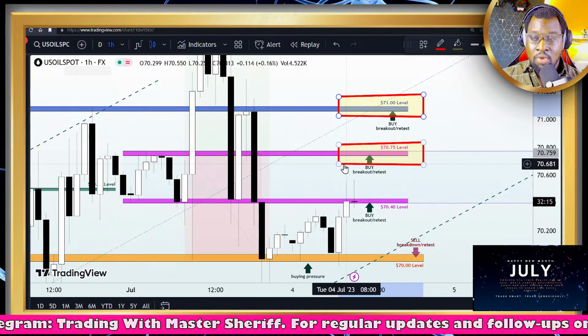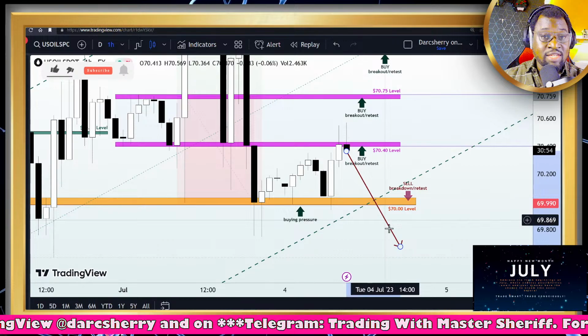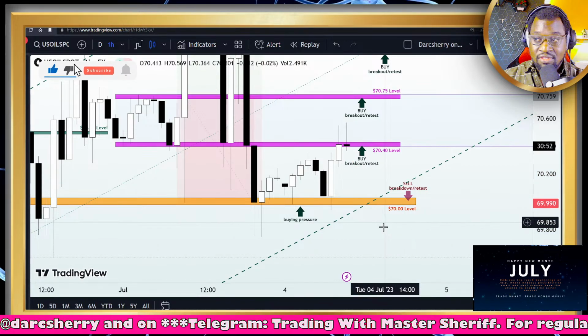And once the breakdown happens, we know how we do it. We scale down into our lower time frame, look out for retest of structure, after which we want to be joining a trend continuation to the downside. So this is how I'm going to be selling the US Oil Spot for this week. So I wouldn't be selling unless we have a breakdown of the $70 level. So these are my views here on the US Oil Spot.